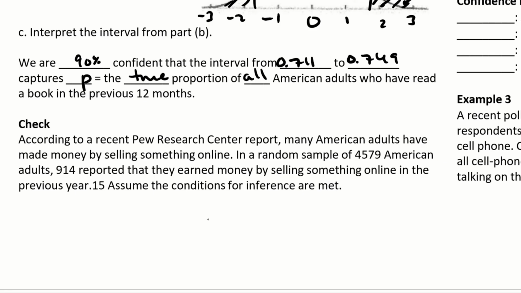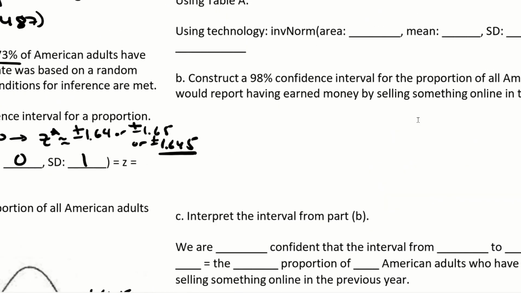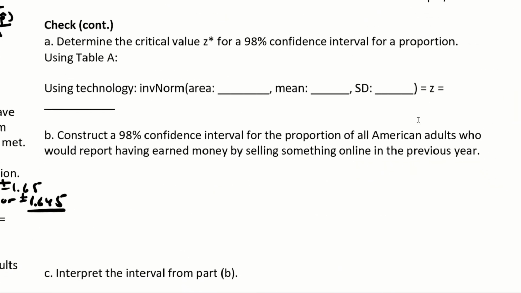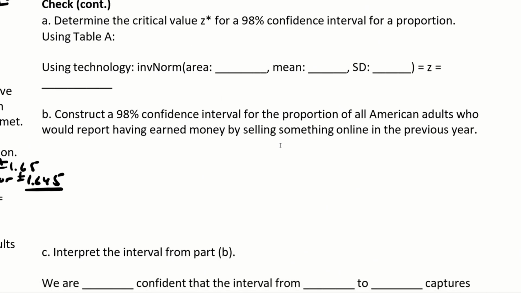All right, so according to the Pew Research Center, many American adults have made money by selling something online. In a random sample of 4,579 American adults, 914 reported they earned money by selling something online in the previous year. Assume the conditions for inference are met. So you want to pause the video to see if you can calculate the critical value for a 98% confidence interval, construct a 98% confidence interval, and then interpret that confidence interval.